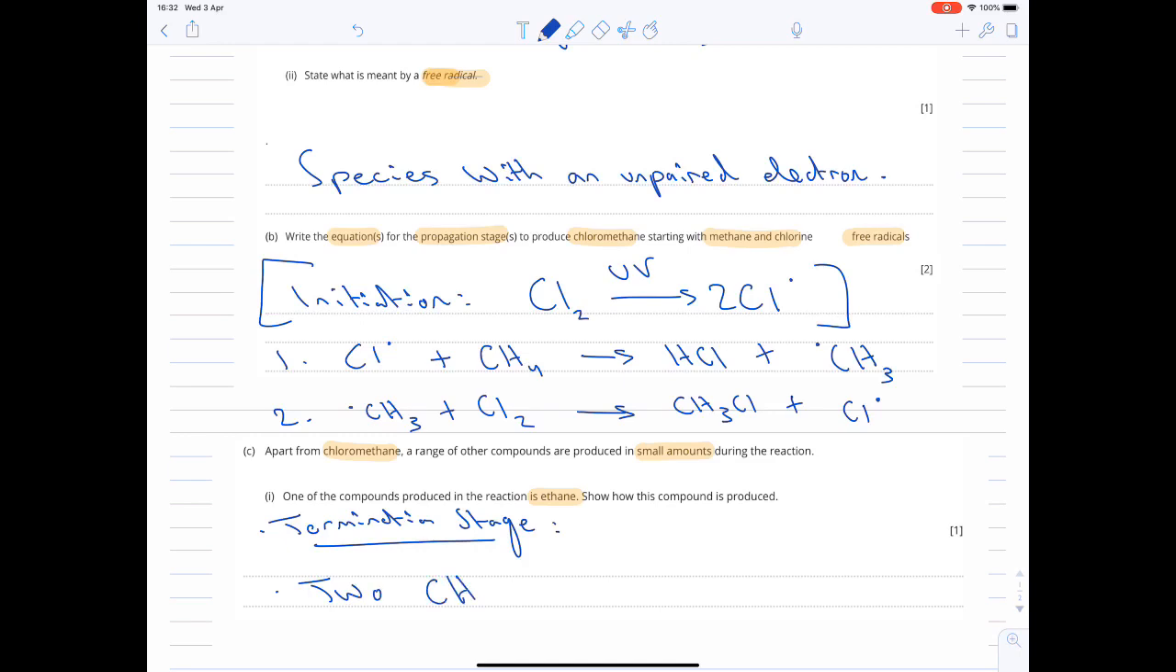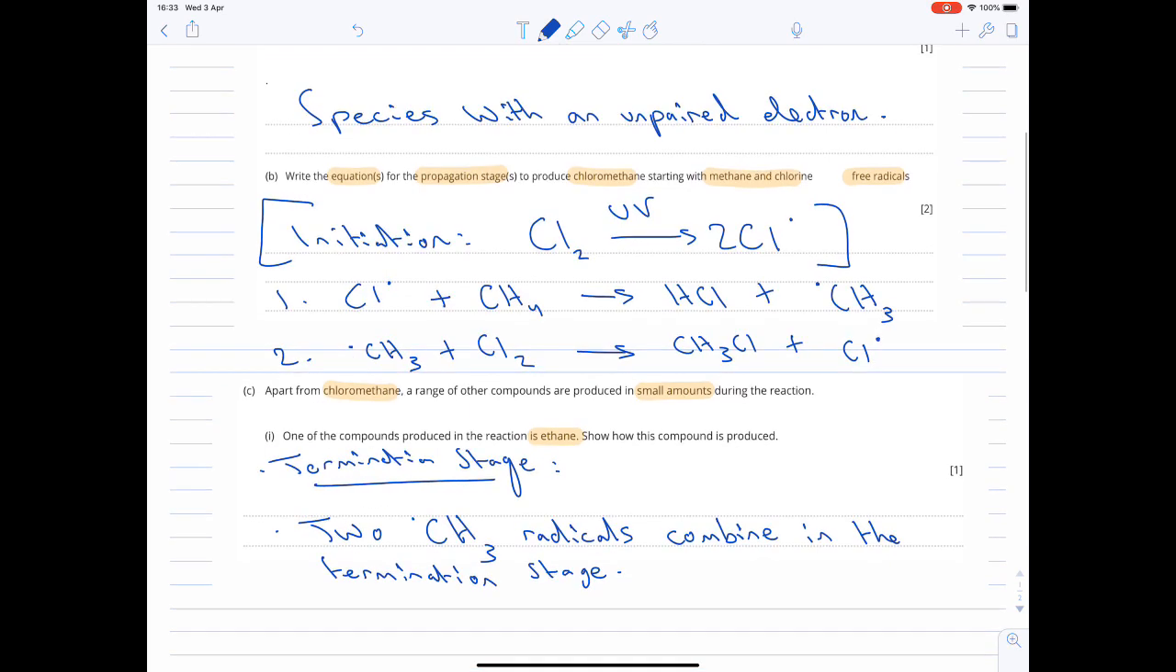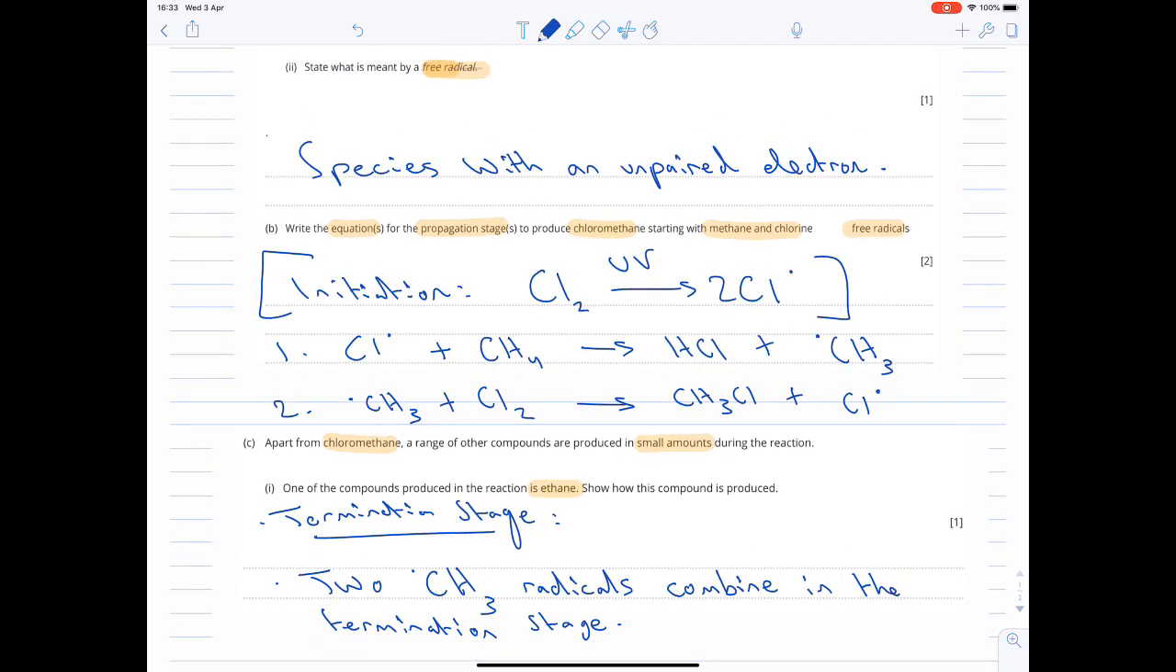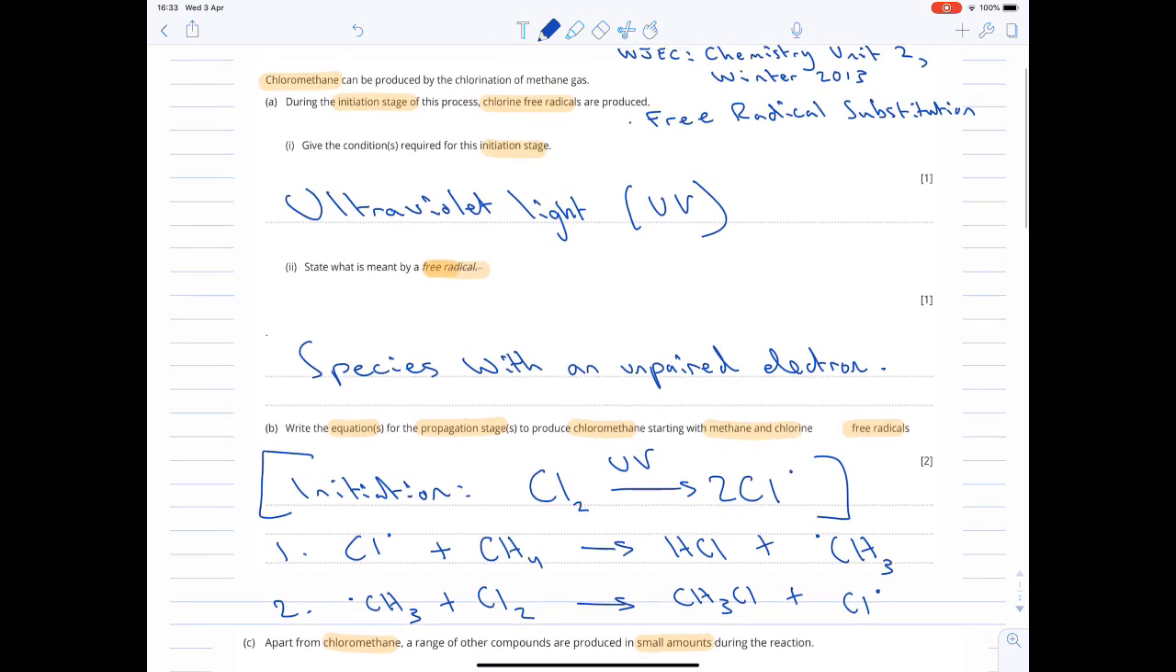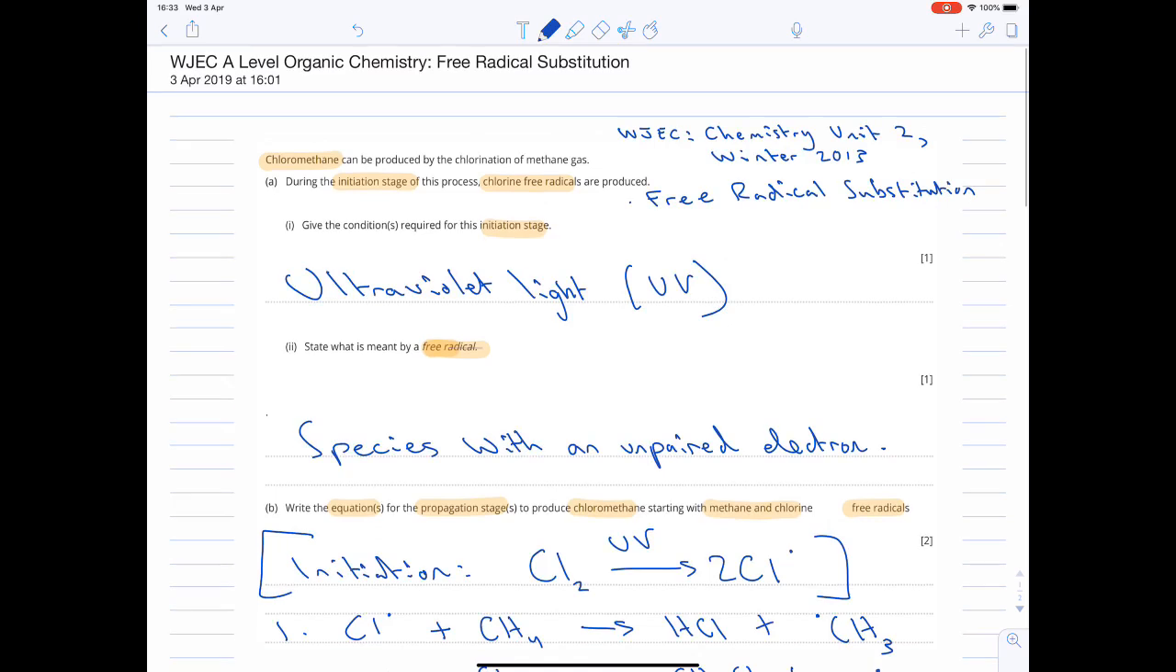2 CH3 radicals combine in the termination stage. So that's the question. So that was on free radical substitution.